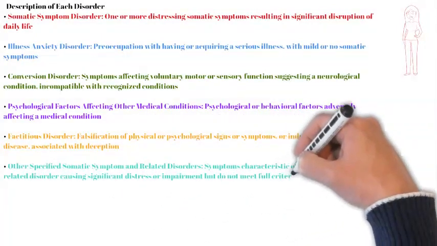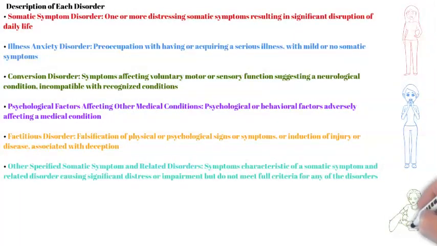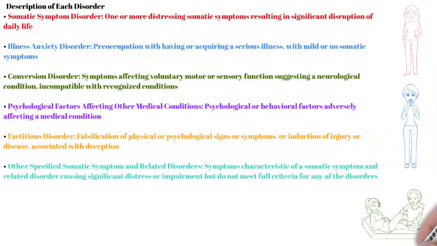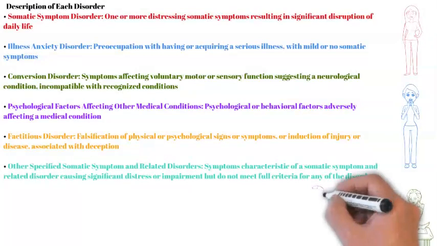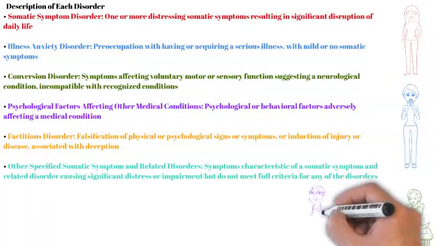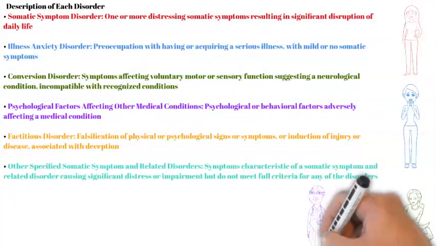mental disorder. Psychological factors affecting other medical conditions is diagnosed when psychological or behavioral factors adversely affect a medical condition by influencing the course of the condition, interfering with treatment, posing additional health risks, or exacerbating or precipitating the symptoms or condition. Factitious disorder, previously known as Munchausen syndrome, involves falsification of physical or psychological signs or symptoms, or induction of injury or disease, associated with identified deception.